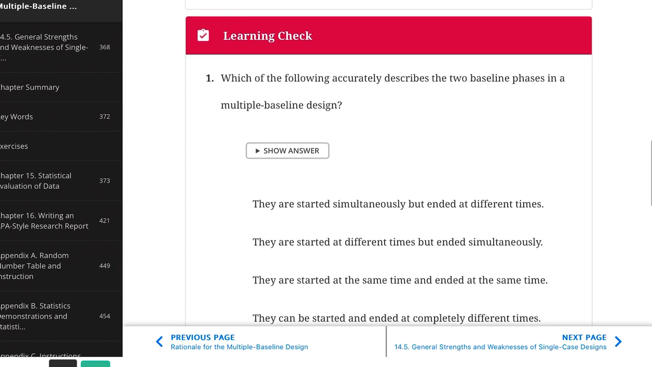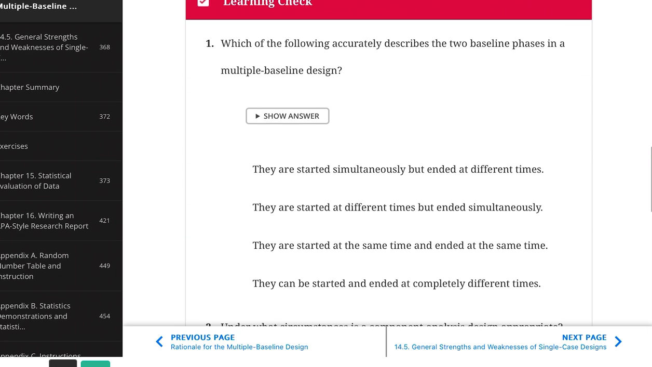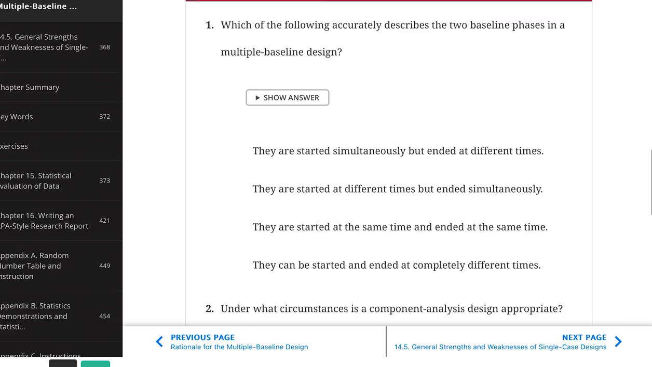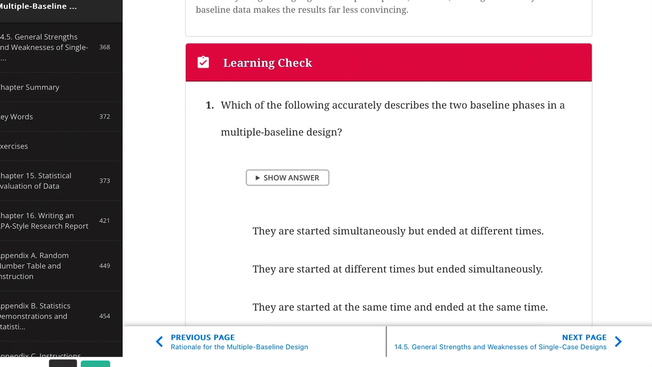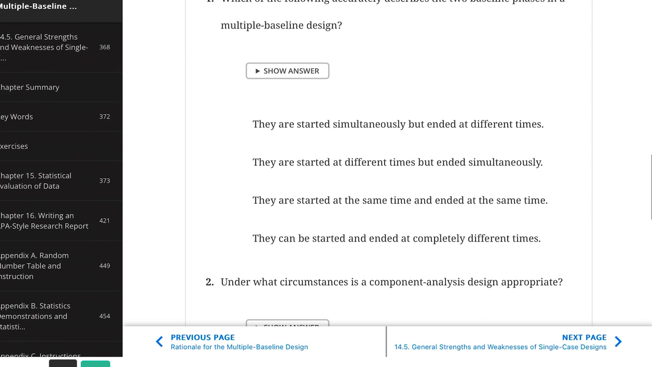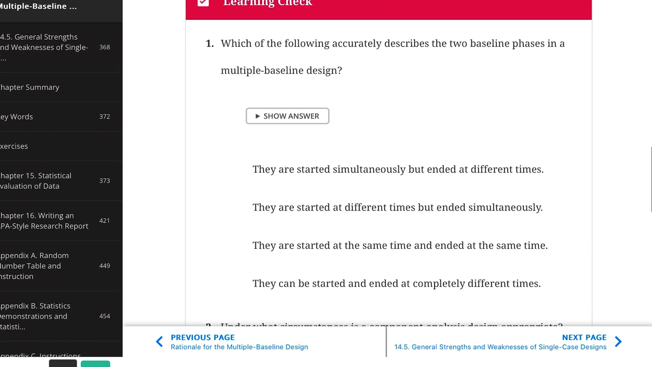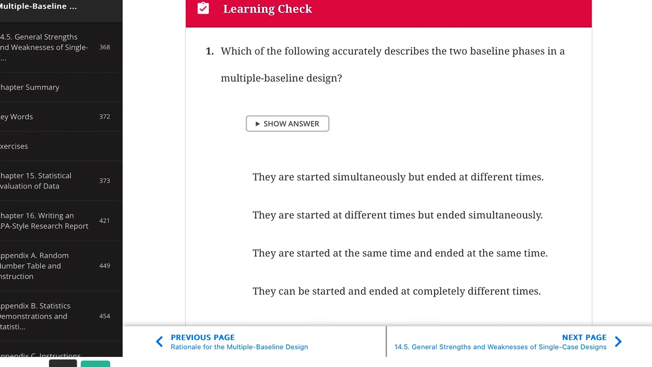Let's do the learning check really quickly. Which of the following accurately describes 2 baseline phases in a multiple baseline design? I didn't know if you all could see that. Actually, I might have had that too high. So there's the question, and then the answer, hopefully you guys know from what we just talked about.